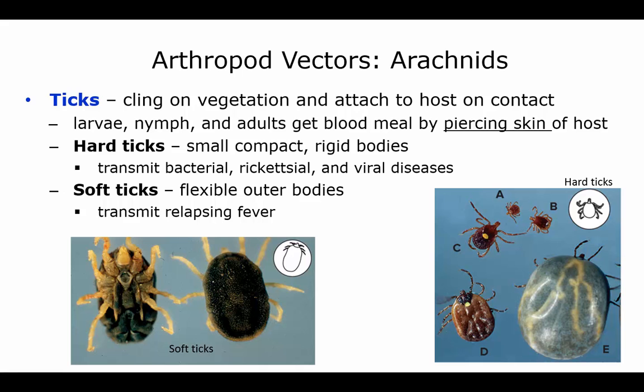Then you have ticks that cling on vegetation attached to any host they come in contact with. And in all stages of their life cycle, they get a blood meal by piercing the skin of the host. You've got the hard ticks that transmit bacterial and viral diseases, and soft ticks that transmit relapsing fever.